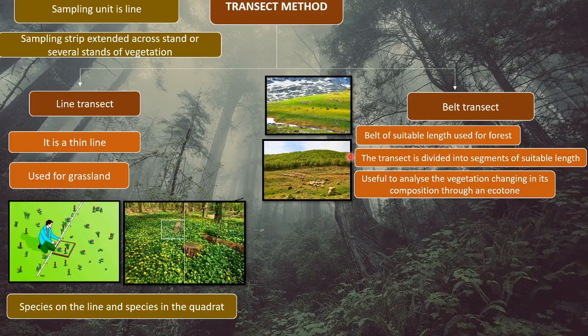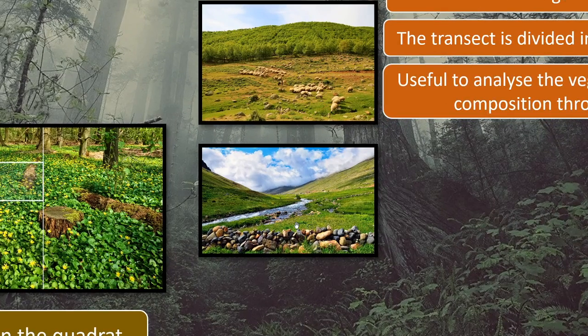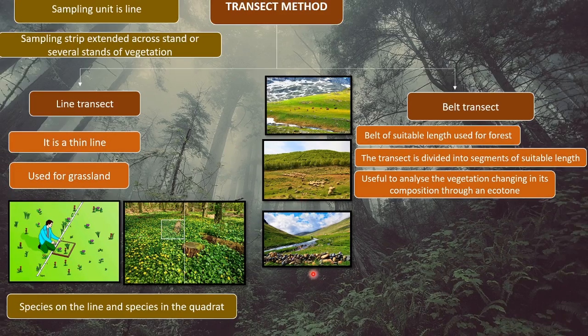And we can also understand this with this diagram, this photograph, right? So this is also an ecotone. The community of the aquatic area would be different, and the community of the river bank area would be different, and this is also an ecotone. So whenever we have to understand ecotone community, mainly during such times belt transect is used.